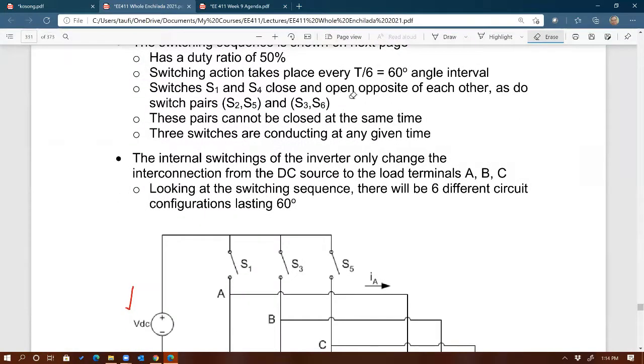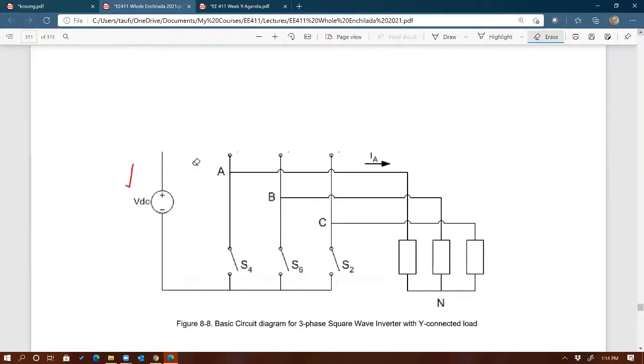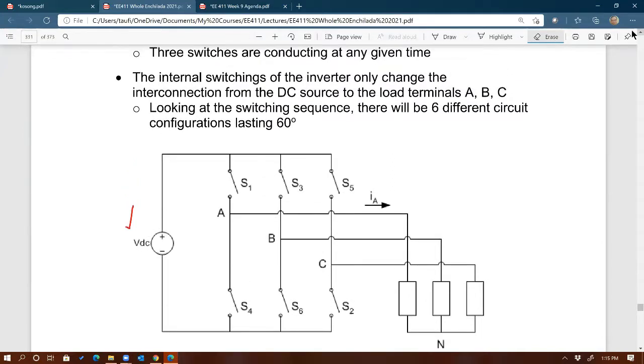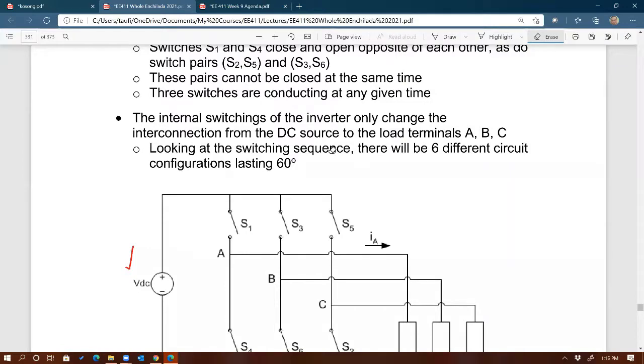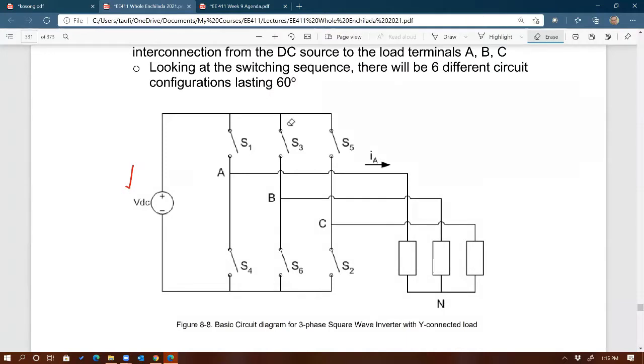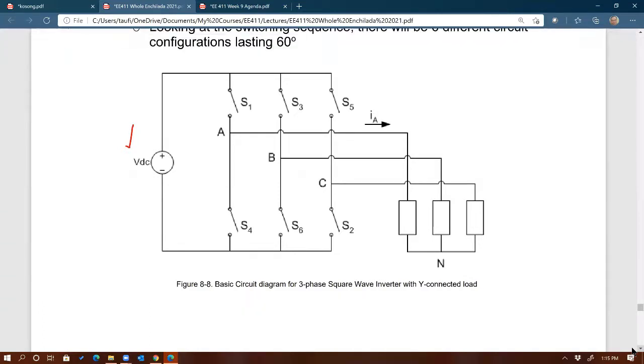Switches S1 and S4 close and open opposite of each other. Right? This should be something that you already know. For each leg, the two switches cannot be on at the same time. Otherwise, you're going to short the input, right? So S1 and S4 cannot be on at the same time. Likewise, S3 and S6, as well as S5 and S2, they cannot be on at the same time. But at any given time, you'll see 3 switches will be conducting. One from phase A leg, the second one from phase B leg, and then the last one is from phase C, right? So at any given time, 3 switches are conducting, one from each phase.